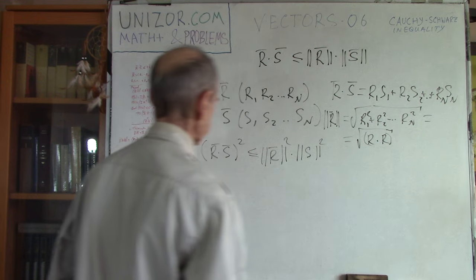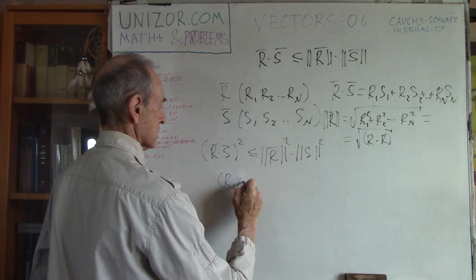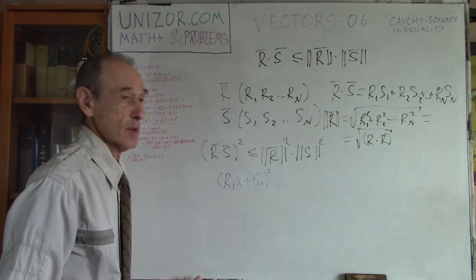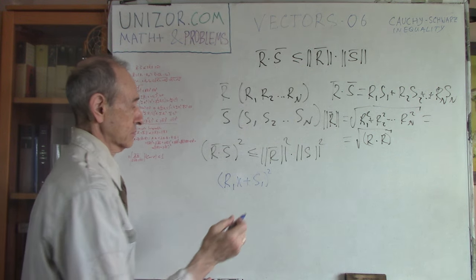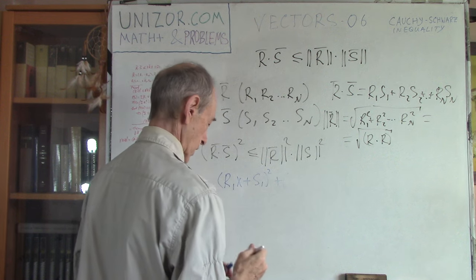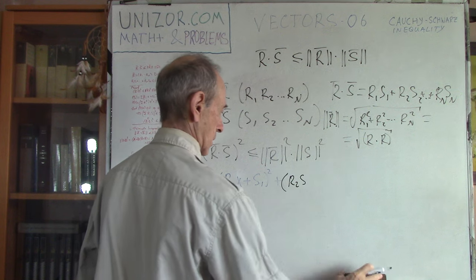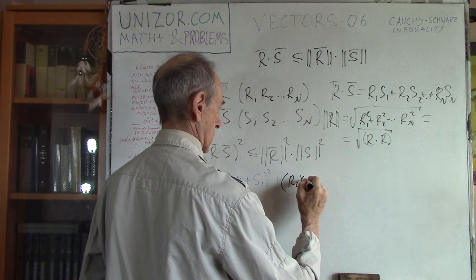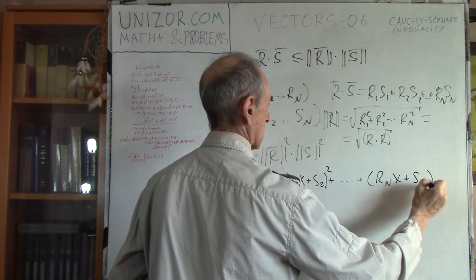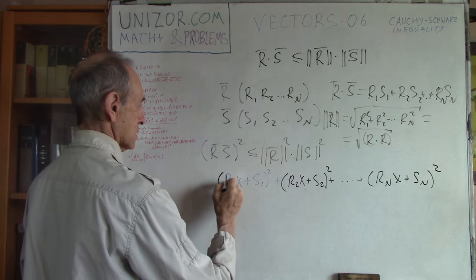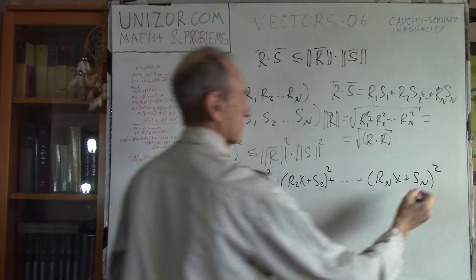Now, how am I going to do it? Here is a simple way. Consider the following: (r1 x plus s1) square, where x is some real variable. Okay? Now, this is a square, so it's a positive thing, right? Or zero, non-negative. Okay, let's do the same thing with (r2 x plus s2) square plus etc. plus (rn x plus sn) square. So I know that this is a non-negative thing, right? Greater or equal to zero.